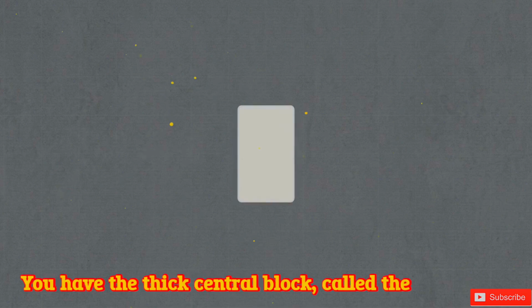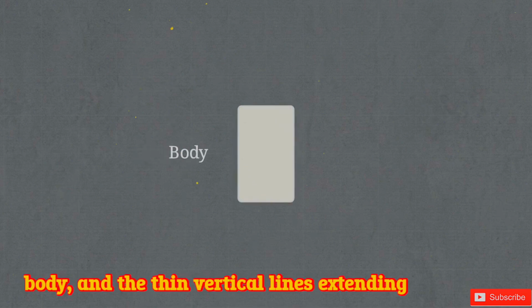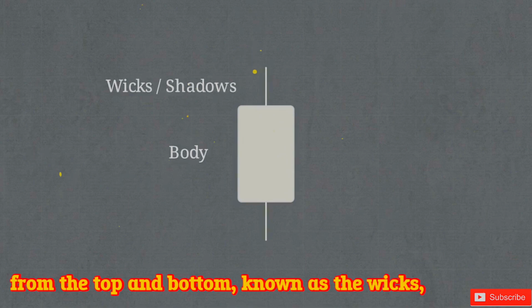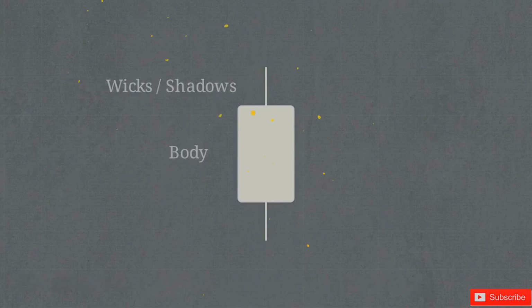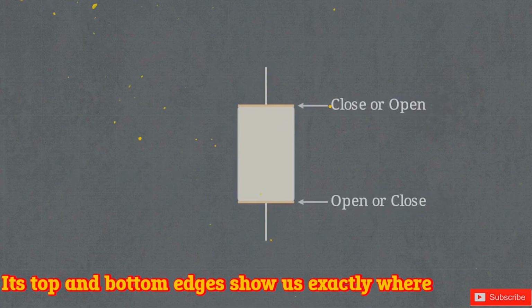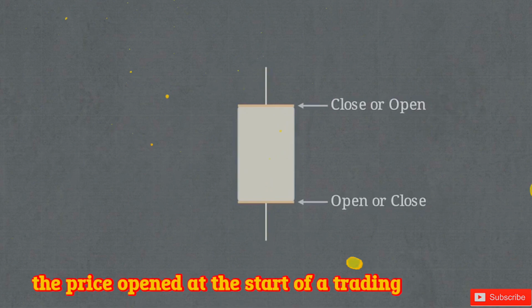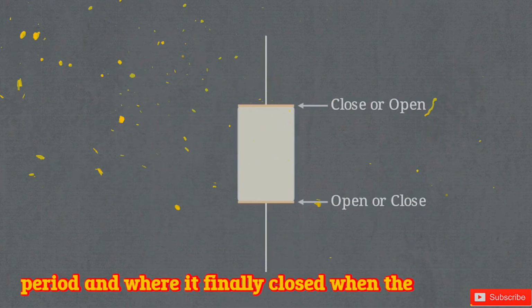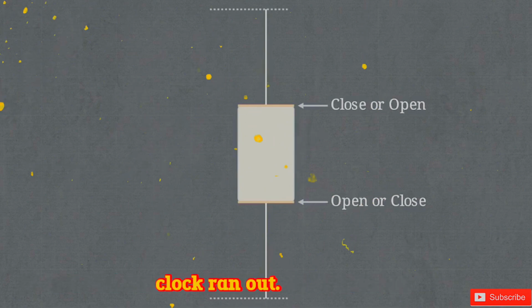At its core, a single candlestick has two physical components. You have the thick central block, called the body, and the thin vertical lines extending from the top and bottom, known as the wicks or shadows. The body represents the bulk of the action. Its top and bottom edges show us exactly where the price opened at the start of a trading period and where it finally closed when the clock ran out.